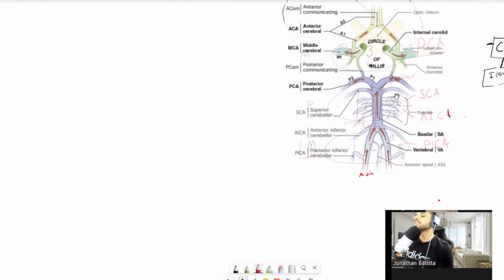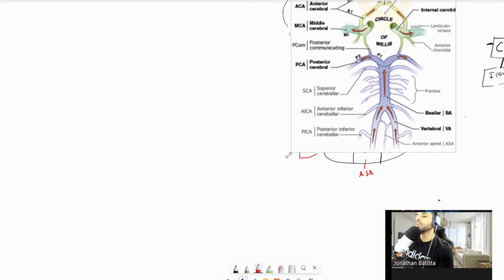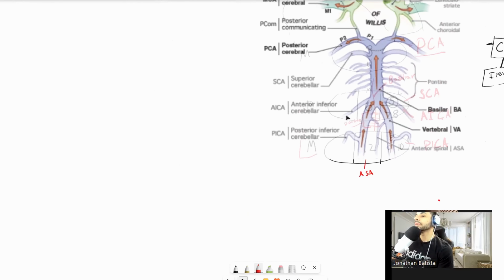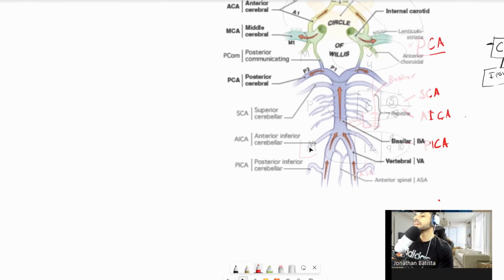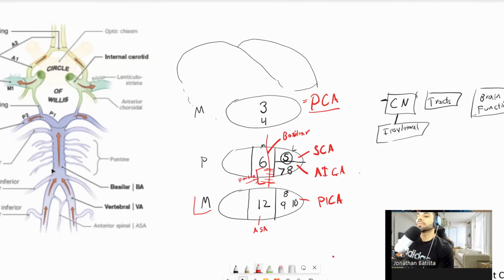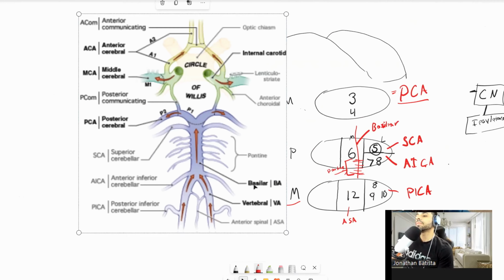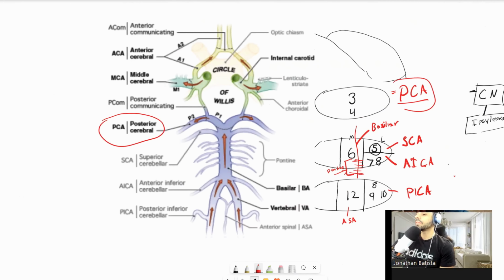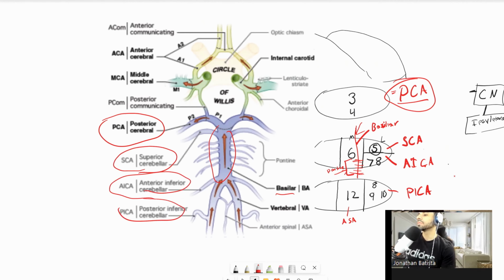Notice how the sequence follows the circle of Willis. The posterior cerebral artery right here, right? Let me put the screen a little better. Posterior cerebral artery. Let me put it side by side. Hopefully you guys can see. Check this out. Posterior cerebral artery right here. Basilar right here in the middle. It's the same thing. Look at the orientation. Superior cerebellar, AICA, and PICA.